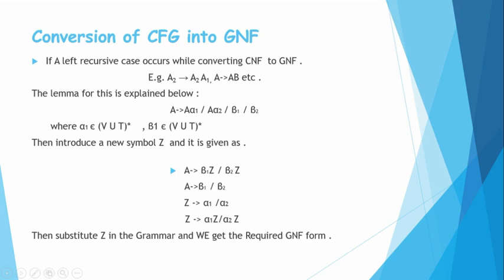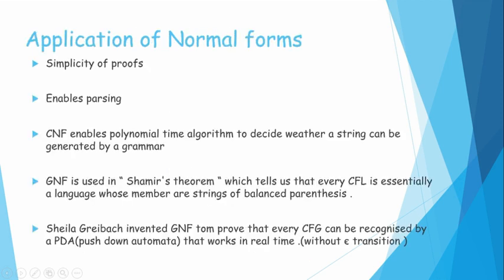Now the applications of normal forms are simplicity of proofs and enabling parsing. CNF enables a polynomial time algorithm to decide whether a string can be generated by a grammar. GNF is used in Schützenberger's theorem, which tells us that every CFL is essentially a language of strings of balanced parentheses. Greibach, who invented GNF, proved that every CFG can be recognized by a PDA, that is a pushdown automaton, that works in real time without epsilon transitions. Okay, thank you.